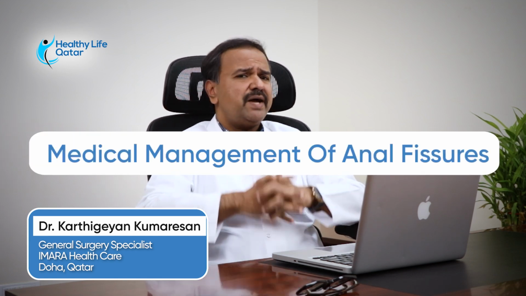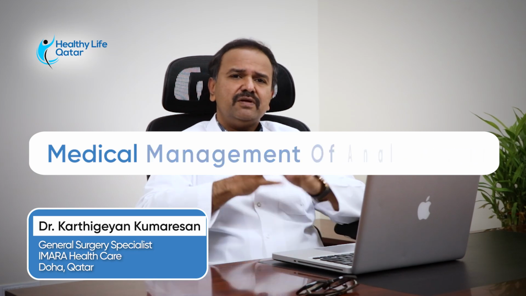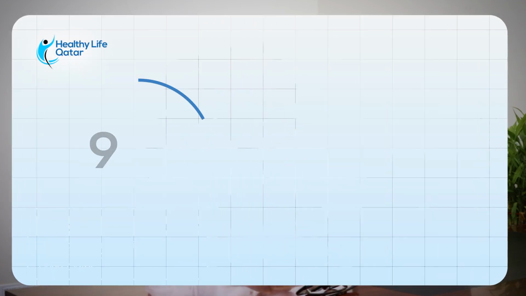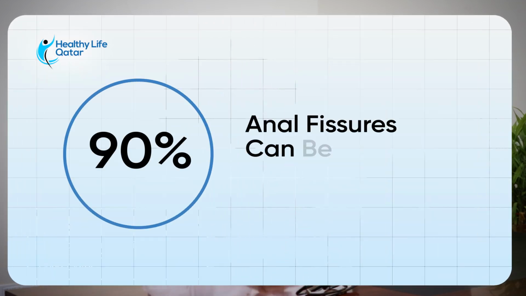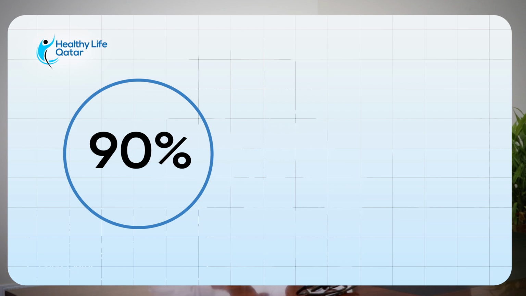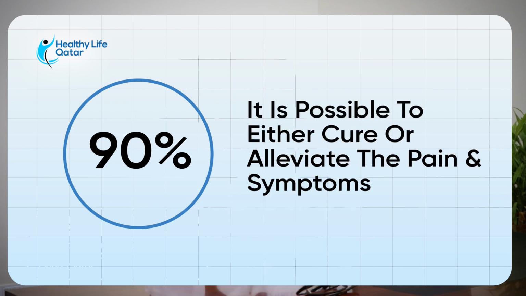Coming on to the medical management of anal fissures. Now, getting on to the medical management of anal fissure, I want to stress an important point in this discussion. 90% of the anal fissures can be managed medically. There is no need for surgery in anal fissure. About 90%, if properly managed with conservative and medical management, it is possible to either cure or alleviate the pain and symptoms of the patient.